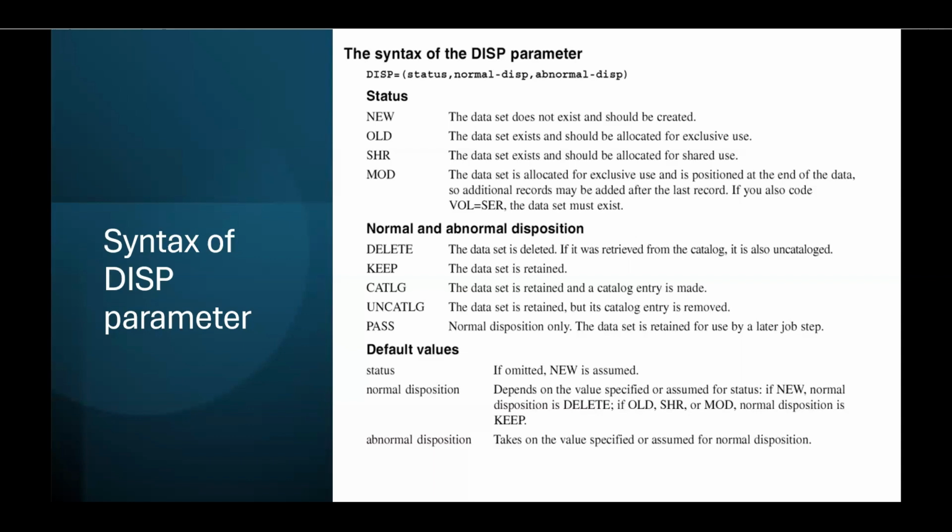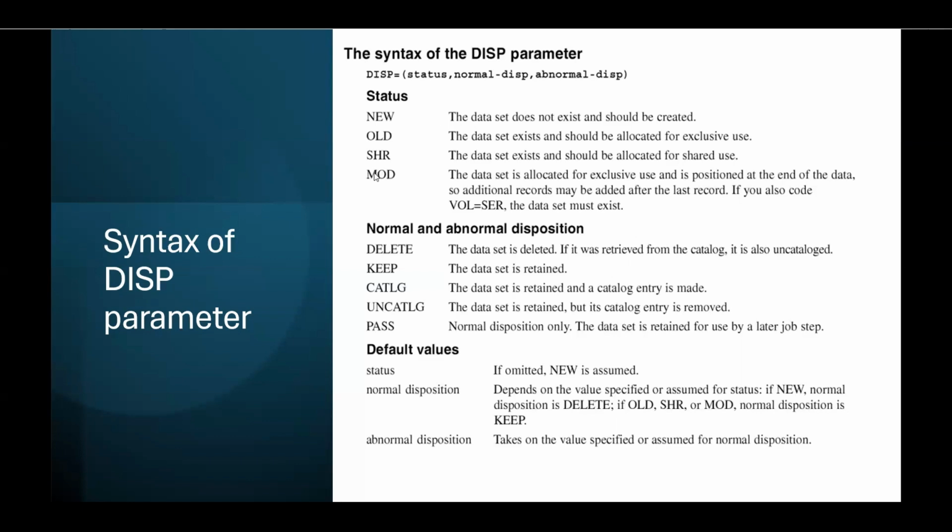Delete means the data set is deleted. If it was retrieved from the catalog, it is also uncataloged. Keep means the data set is retained. Catalog means the data set is kept and a catalog entry is made in the catalog facility. Uncatalog means the data set is kept, but its catalog entry is removed from the catalog facility. The next one is pass, for normal disposition only. The data set is passed for use by a later job step. So this is all about the abnormal and normal disposition that you will be using in our disposition parameter.